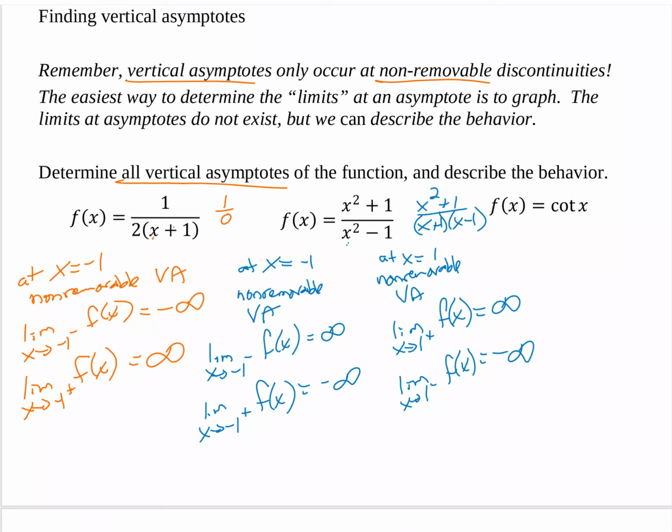Well, cotangent is 1 over tangent, but tangent is... Oh, it's cosine over sine. So it's cosine x over sine x. So we just need to figure out where sine is equal to 0.